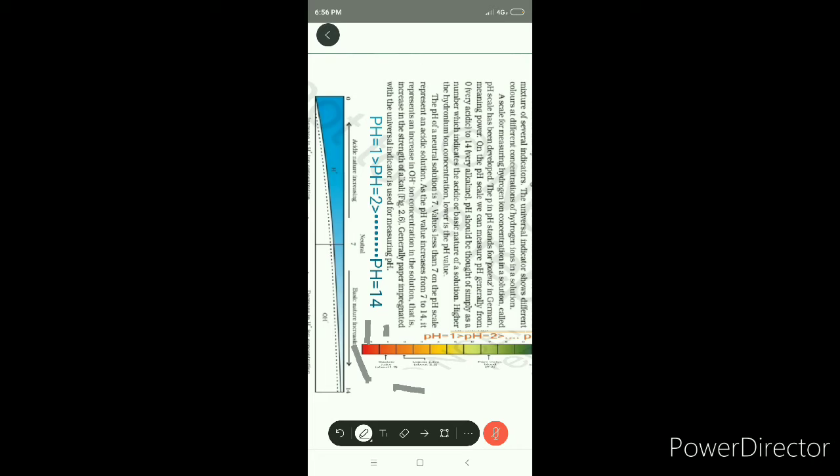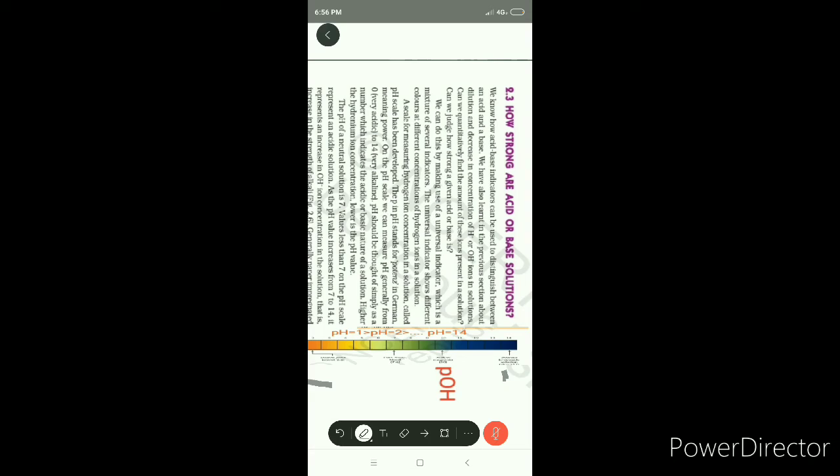Orange color, saffron, orange color, like that, the acidic character decreases. And when the pH of the solution is dark blue, then it is a very strong base. So when sodium hydroxide is added to the universal indicator paper, the color shows this position.